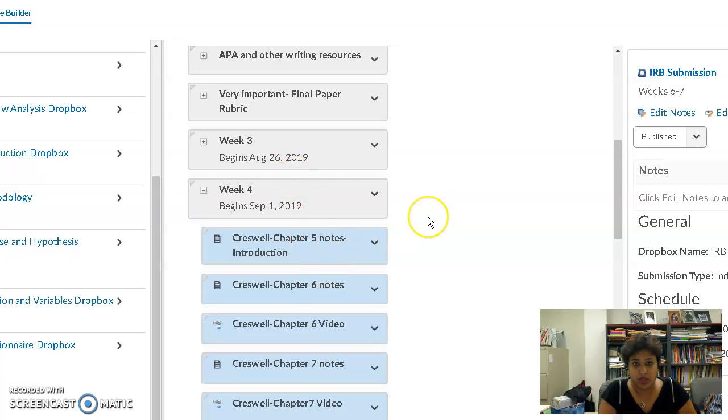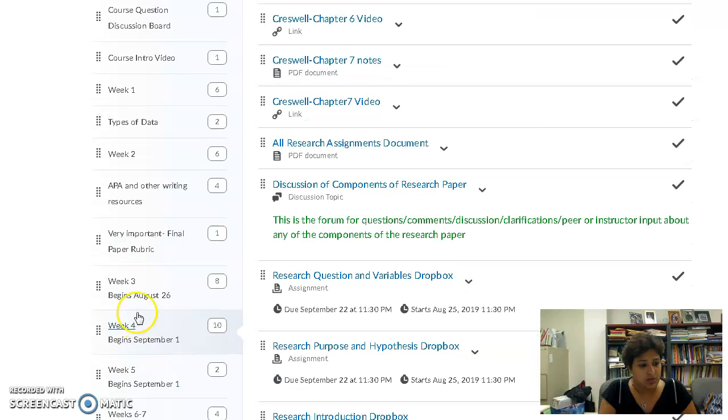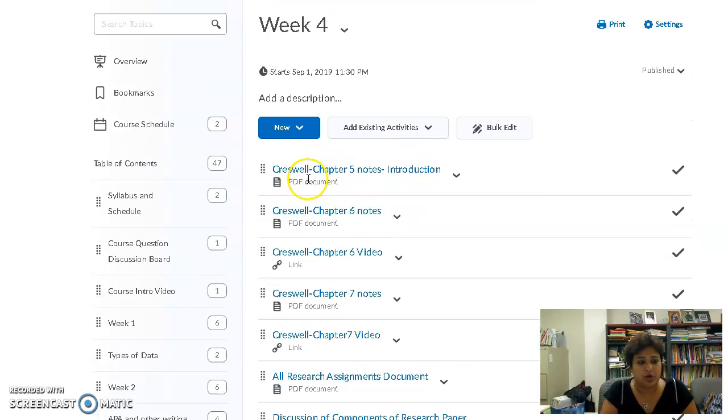When you look at the week 4 folder, I'm going to open it up over here. This is how it's going to look for you. You are going to have Creswell chapter 5 notes, 6 notes, 7 notes. These notes are created from your Creswell book and are explicit and elaborate, but I've also posted videos for 6 and 7. I am working on the video for 5 and I should have that one too.